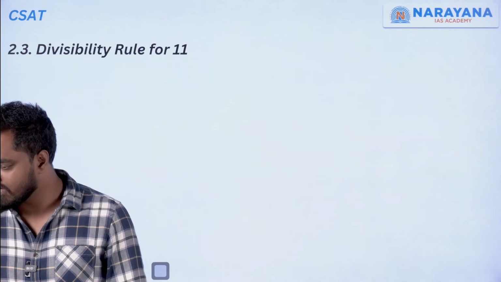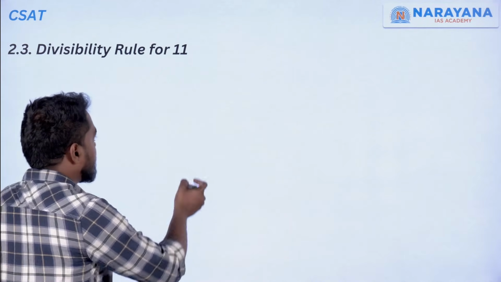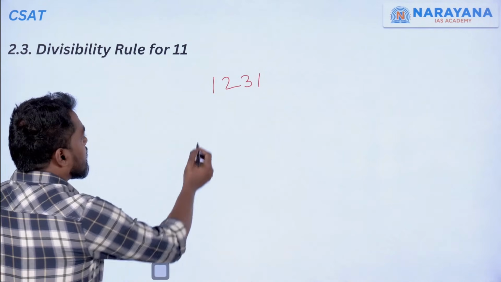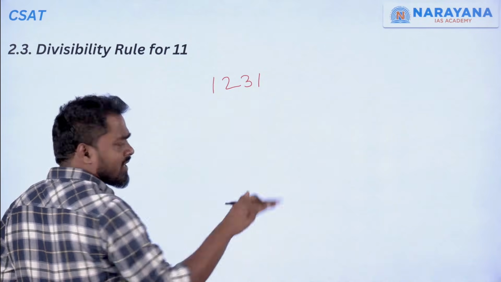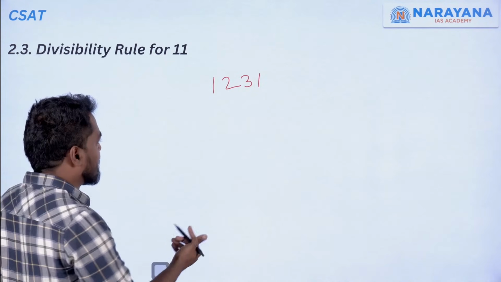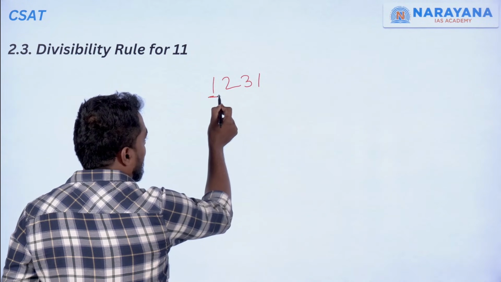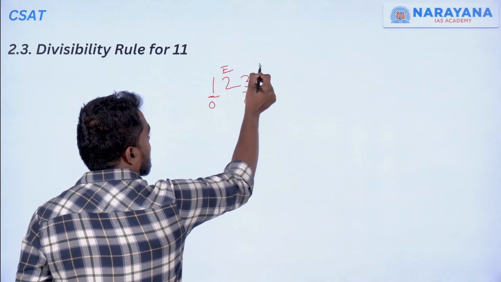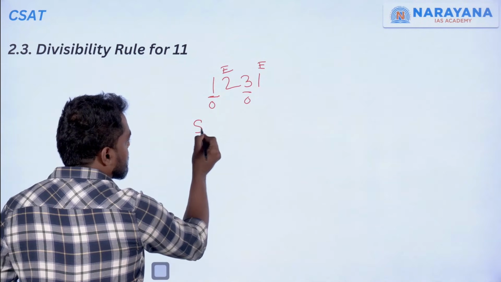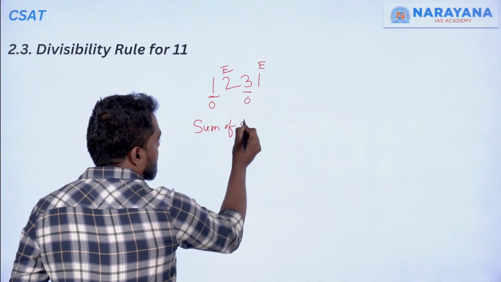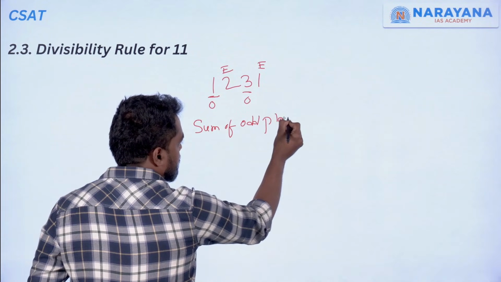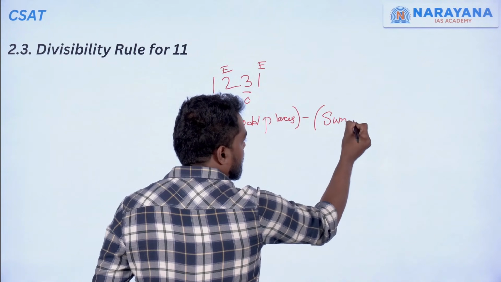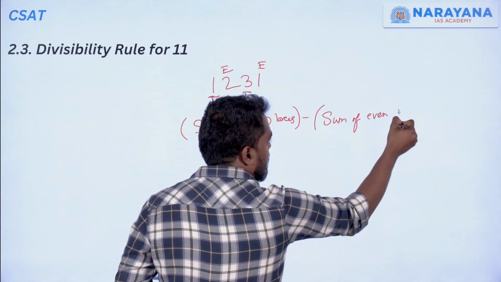For example, if you take any number, for example 1 2 3 1, so this is a number. This is the first position. You can take it from any side, either right side or left side. So this is the first position, that is odd position. This is the third position, odd position. And this is the even position and even position. So the rule is sum of odd places minus sum of even places.